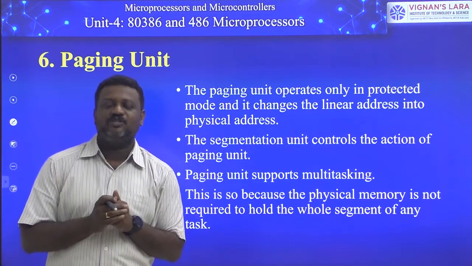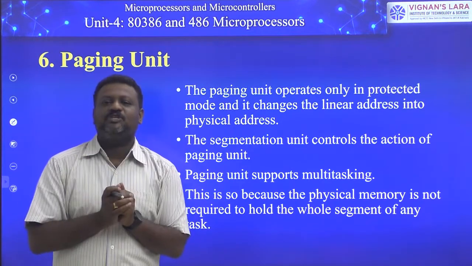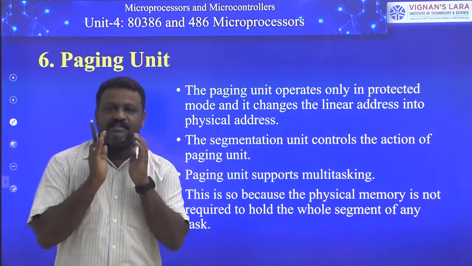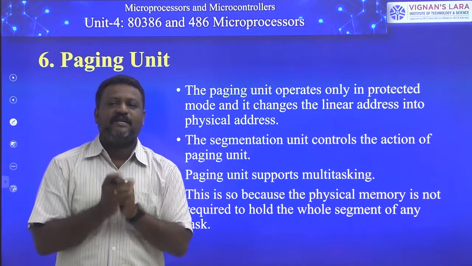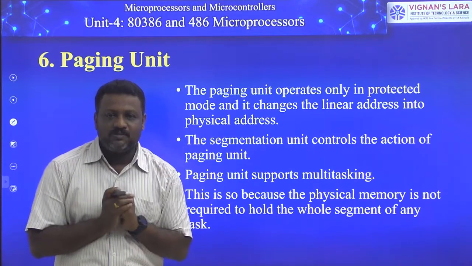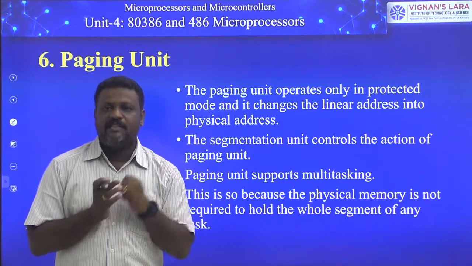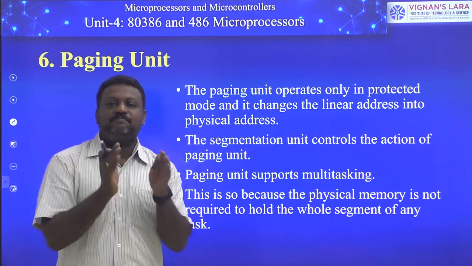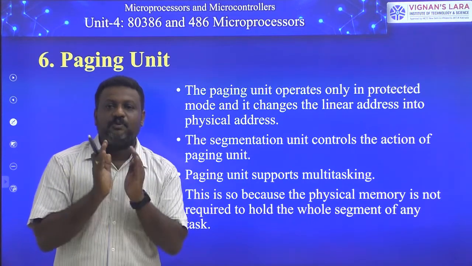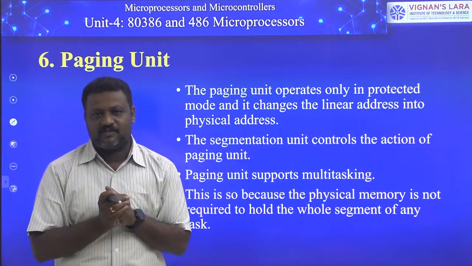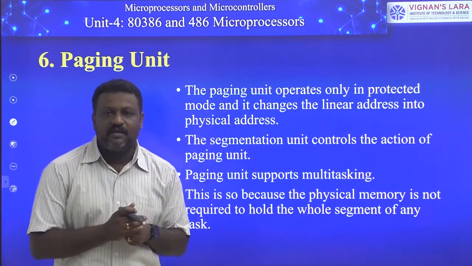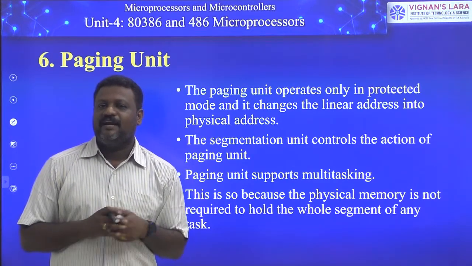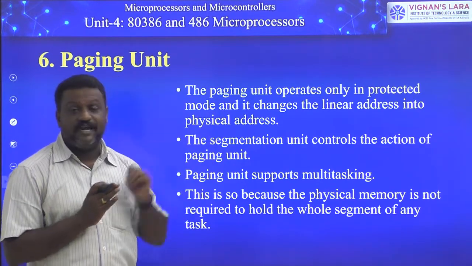Now, an important thing, guys. If you remember the features of 80386, one of them is related to operating modes. At that time, I clearly told you that the 80386 can operate in 3 different modes: real mode, protected mode, and virtual 86 mode. So we can clearly say that this paging unit only operates in the protected mode of the 80386. We never want to operate it in real mode or virtual mode. It is only used in protected mode operation.